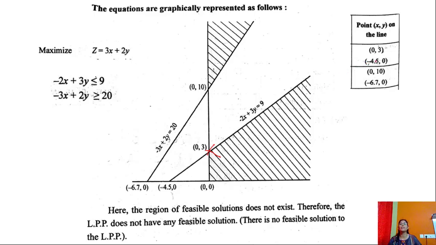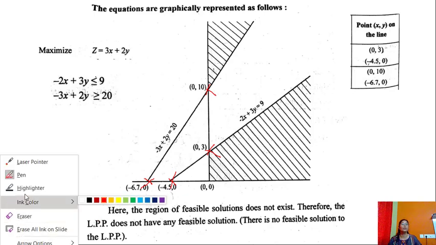The second is x is minus 4.5 and y is 0. So we have to draw this line. We have to connect these 2 points, so the line goes. Next is x is 0 and y is 10. So here is the point. And next is x is minus 6.7 and y is 0. So we are joining these 2 points here now, and the straight line goes like this.